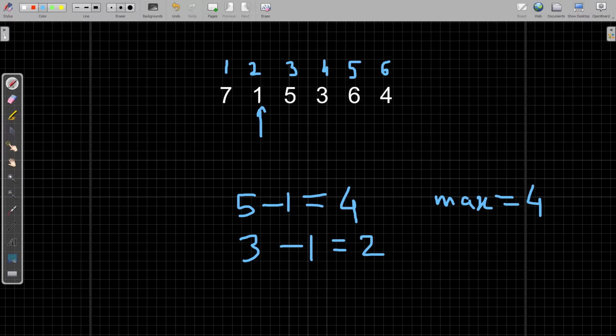At day 5, the price is 6. So 6 minus 1 equals 5. So I'm checking whether 5 or 4 is greater, of course 5. So we will update the max. That means up till day 5, selling at day 5 is the best case here. Now moving to day 6, 4 minus 1 equals 3, and 3 is less than max, so we won't do anything. So the maximum is 5. So we will return the max.